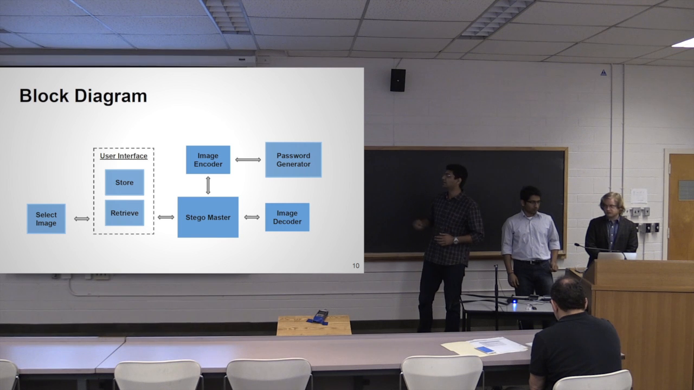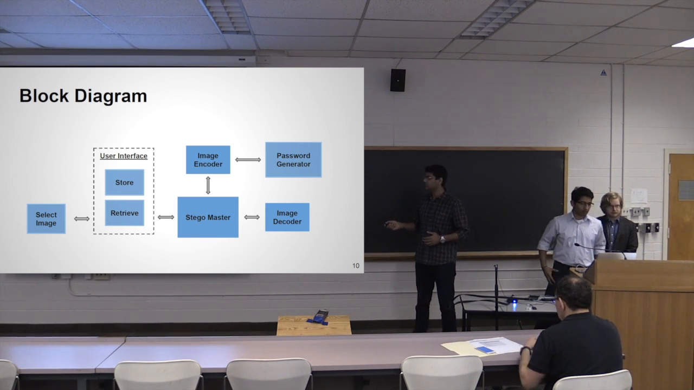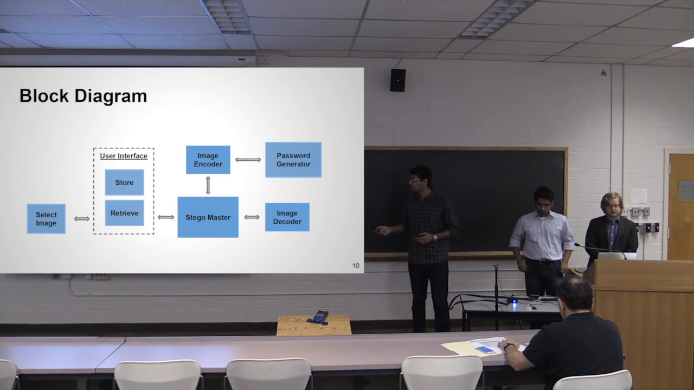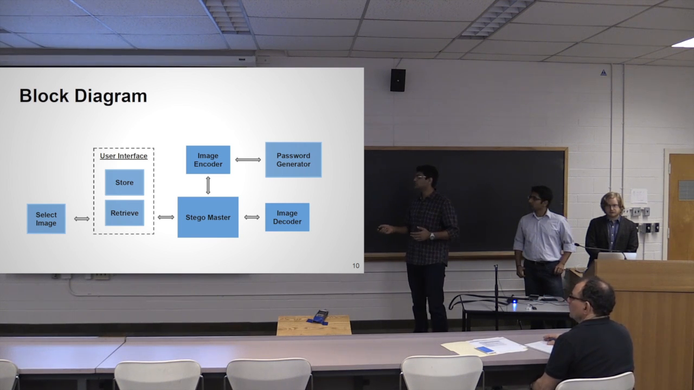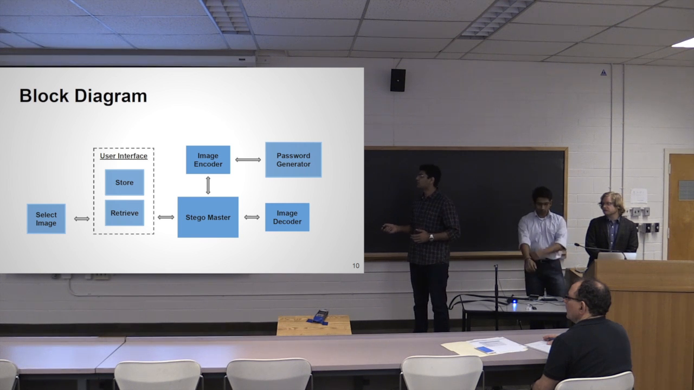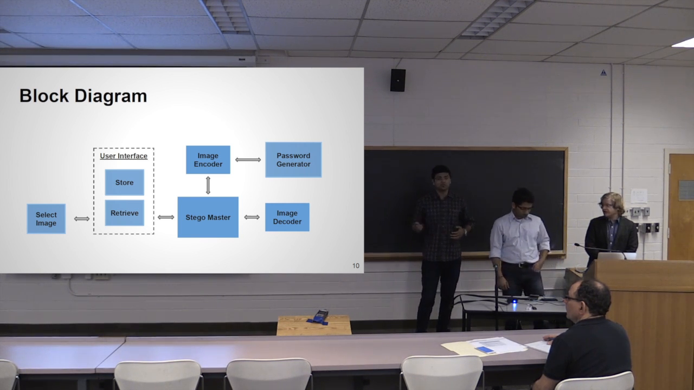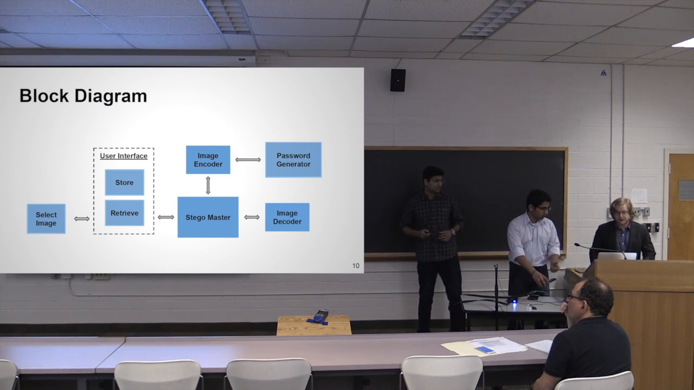This is the overall high-level block diagram of how the application flows. In general, users will communicate through the user interface component. It will either store or retrieve passwords. The user will then select an image, and based on the image selection and the actions, Stegomaster performs the appropriate operation, either to encode an image or to extract the information from an image. Now I will hand it over to Abhishek to show the demo.